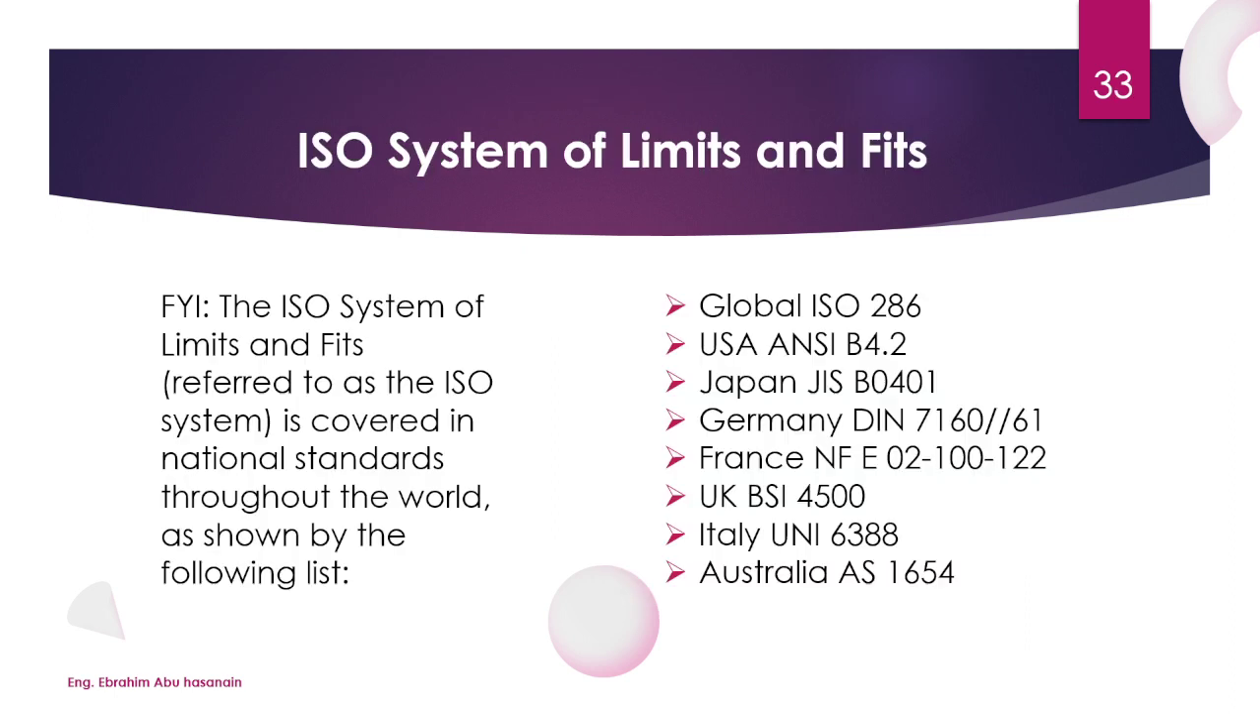Next, the ISO system of limits and fits. For your information, the ISO system of limits and fits, referred to as the ISO system, is covered in national standards throughout the world, as shown by the following list. Here we have global ISO 286. In the USA we have ANSI B4.2, B4.6. In Japan, JIS B0401. In Germany, France, UK, Italy, etc.